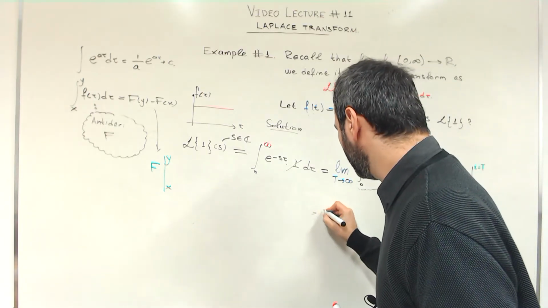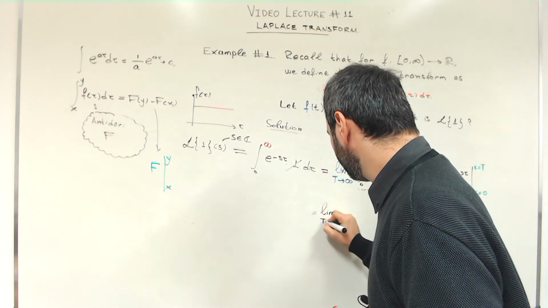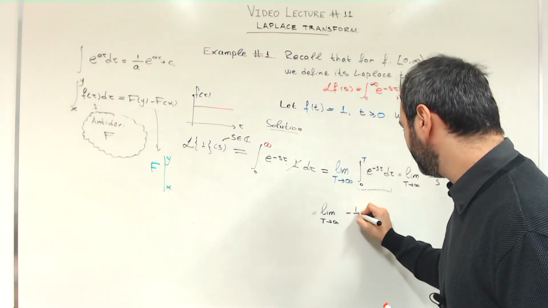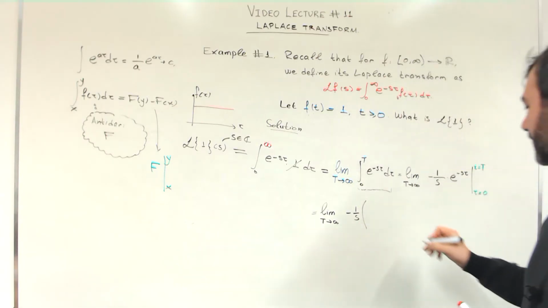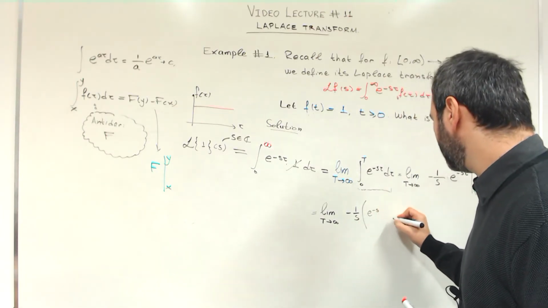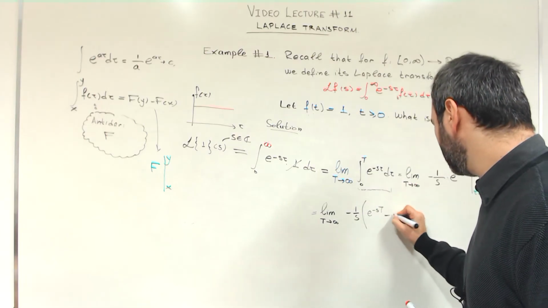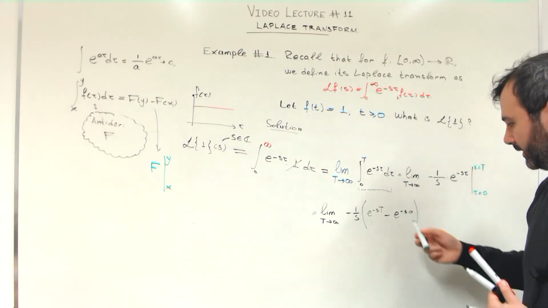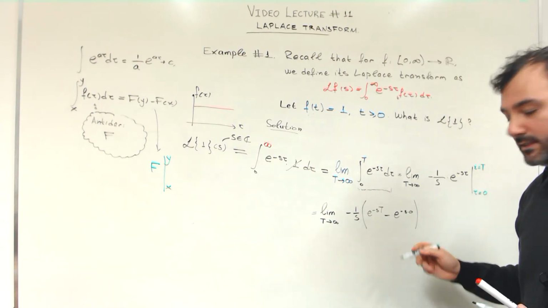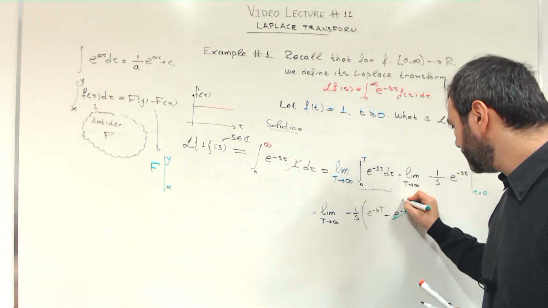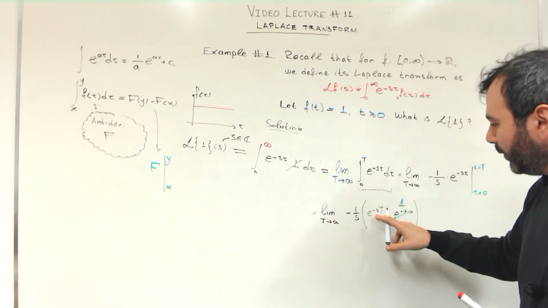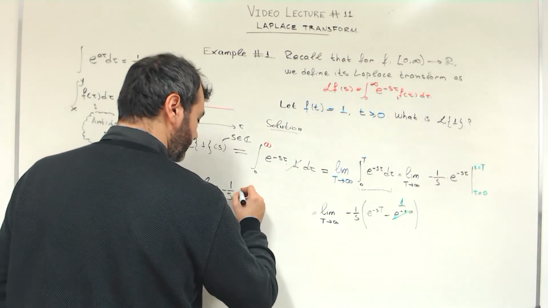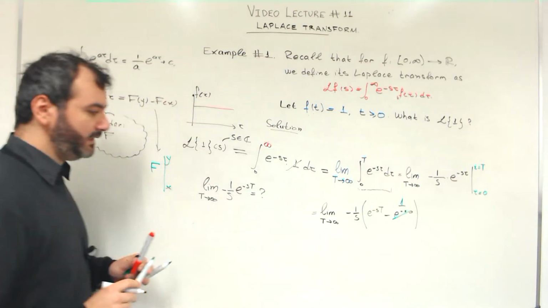So this is now equal to the limit. T goes to infinity again, and we can take this outside, minus s T uppercase. And look here, e to the minus s times 0 is e to the 0 power, which is equal to 1. So now what is the limit? The question is, what is the limit as T goes to infinity?